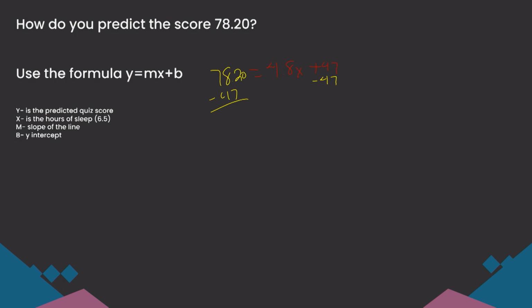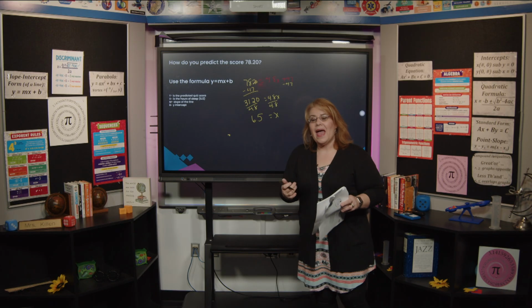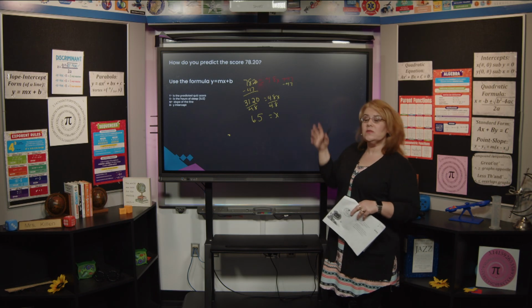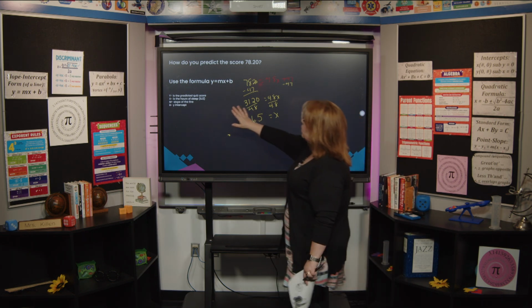calculator skill, 78.20 minus 47, and I get 31.20 equals 4.8x. Divide by that 4.8 on both sides. And so what does my x equal? So I'm going to divide by 4.8, and I get 6.5. So we were right. That grade that we had for 6.5 hours of sleep was between 78 and 79. So we were correct. So this is what all this means.